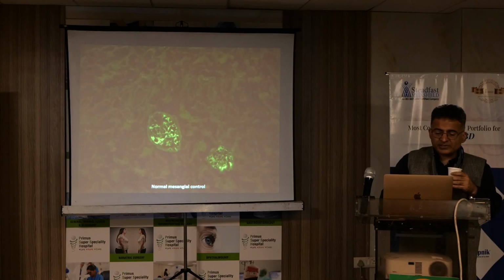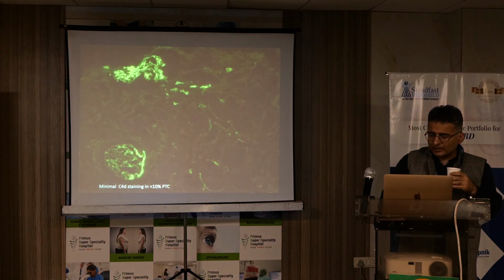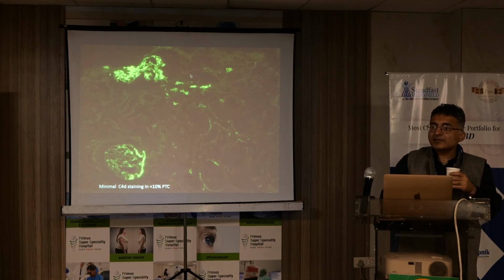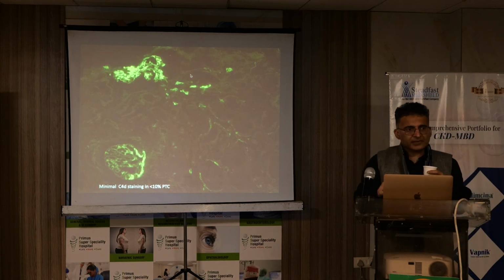So this is how a normal C4D will look. You know your C4D is working because it is staining only the glomerular mesangium, but it is negative because it is not staining the peritubular capillaries. The background is absolutely blank. This is how a positive C4D will look. Sometimes you can see C4D staining in less than 10% of the PTCs. This is considered negative by the Banff criteria. But in immunohistochemistry, even a single PTC, if it is positive, is pathologic.